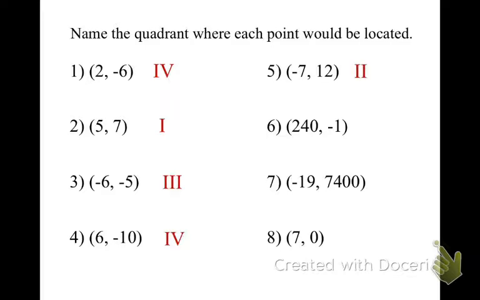So I'm going to the left 7, up 12, that's quadrant 2. It doesn't matter that we have these big numbers because it's 240 positive. That means I go right, and then -1 means go down, so that's quadrant 4. The next one, I'm going to the left 19, and then up 7,400, and that takes me to quadrant 2. And then I'm going to go across 7, and I'm going to stop. So I'm not really going to be in a quadrant. I'm going to be on an axis. Hopefully you got all those right.